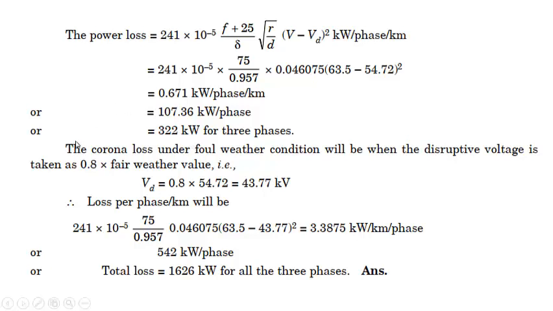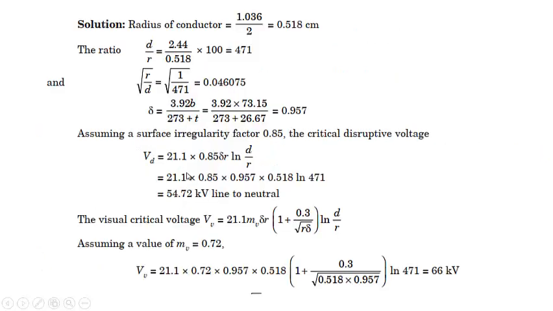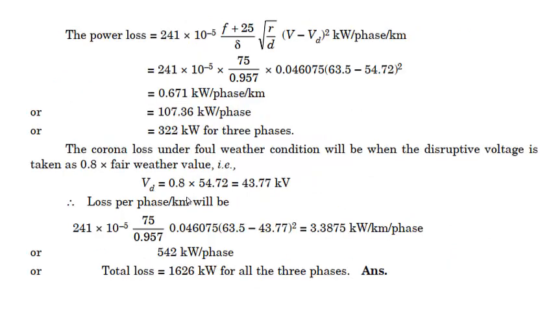critical disruptive voltage. Now under the foul weather condition, the critical disruptive voltage will be equal to 0.8 into the fair weather value of the critical disruptive voltage, that is this 54.72 value. It is the value of the critical disruptive voltage in fair weather conditions. So in foul weather conditions, taking only 80% of this, that is multiplied by 0.8, comes out to 43.77. So the losses per phase per kilometer will be, again using the same formula, only this has to be replaced by 43.77. So it comes out to be 3.3875 kilowatt per kilometer per phase.